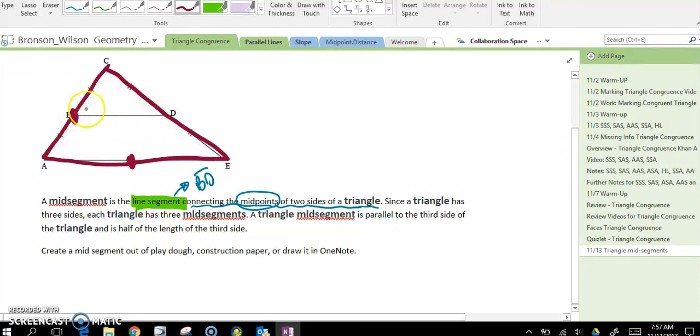So you almost have to ignore the BD. And now we're going to connect to these two. We'll just say this is F. So now we have the line segment EF. So this is still going to be congruent to this one, and this one is still going to be congruent to this one.